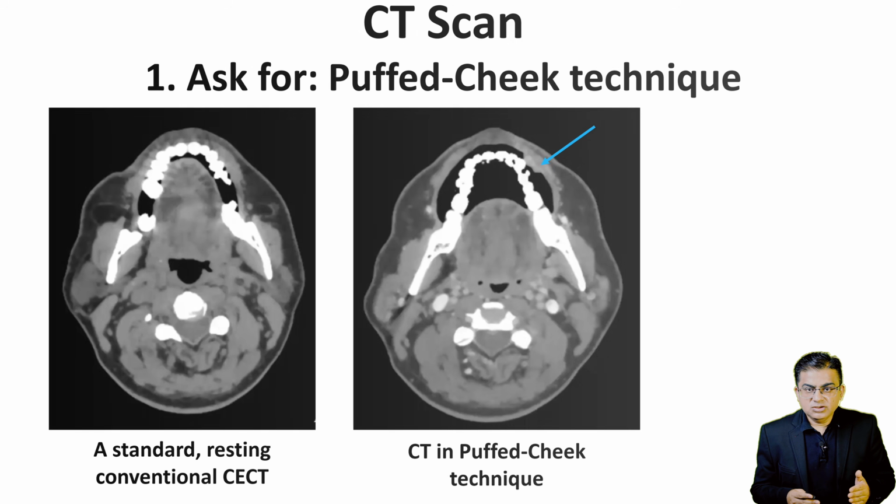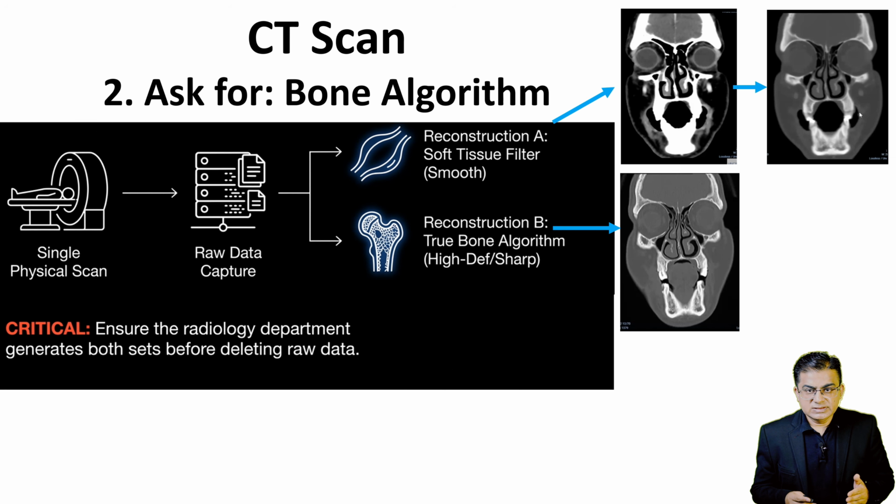The second protocol you must tell your radiology technician to do is a bone algorithm reconstruction of the CT data. I see residents get confused by this all the time. When we say we need both a soft tissue scan and a bone scan, residents think we are sending the patient through the machine twice. We are not. We are not giving the patient a double dose of radiation.